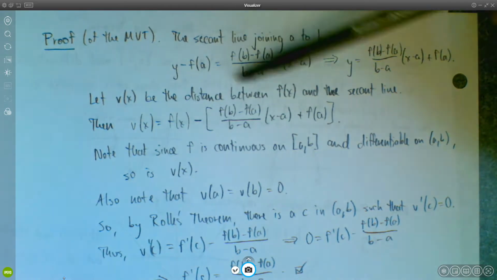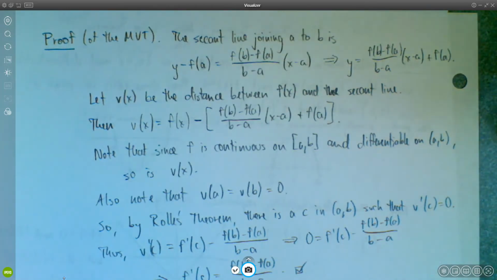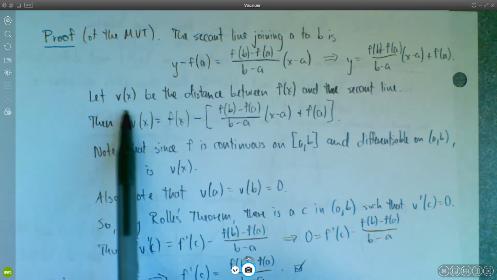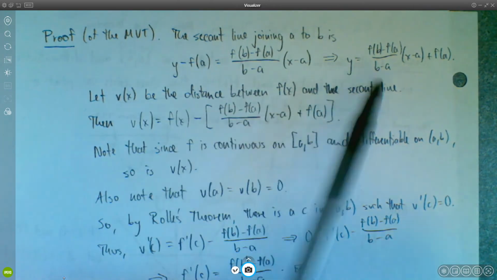And this is just the formula for the slope. Okay, we can solve that for y, right? Move the f of a over. We get this. So we'll keep that in the back of our minds. Now, let v of x be the distance between f of x and the secant line.